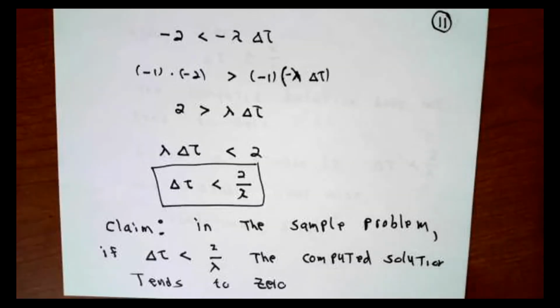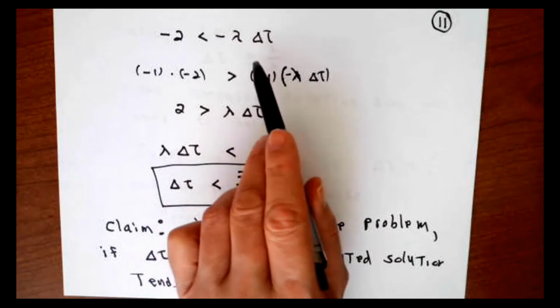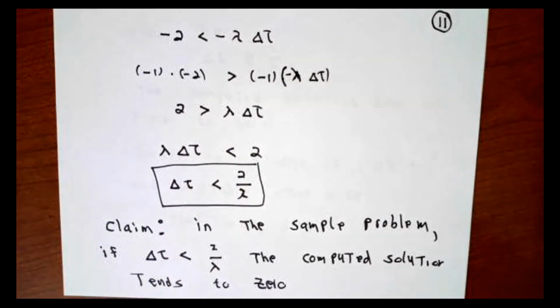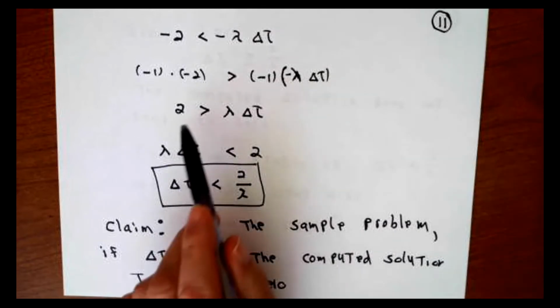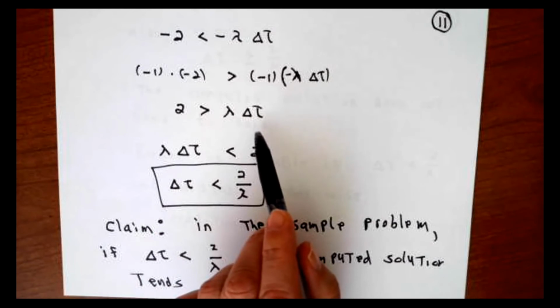Not important in the sense that it doesn't place any kind of condition on when I get stability. The other part, though, is more interesting. Negative 2 is less than negative lambda times delta t. If you multiply both sides of that inequality by negative 1, the inequality sign flips over, and we find out that 2 needs to be larger than lambda times delta t.